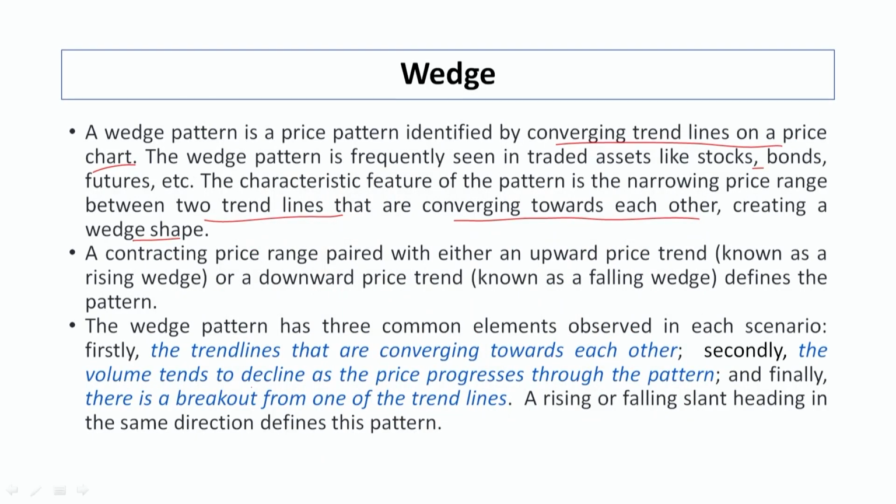Secondly, the volume tends to decline as prices progress through the pattern. If we put these wedges along with the volume line, we can identify whether volumes are increasing or decreasing along with the wedges, and on the basis of that we can take certain decisions. And finally, there is a breakout from one of the trend lines. If the breakout happens, it also generates certain signals. A rising or falling slant heading in the same direction defines these particular patterns.